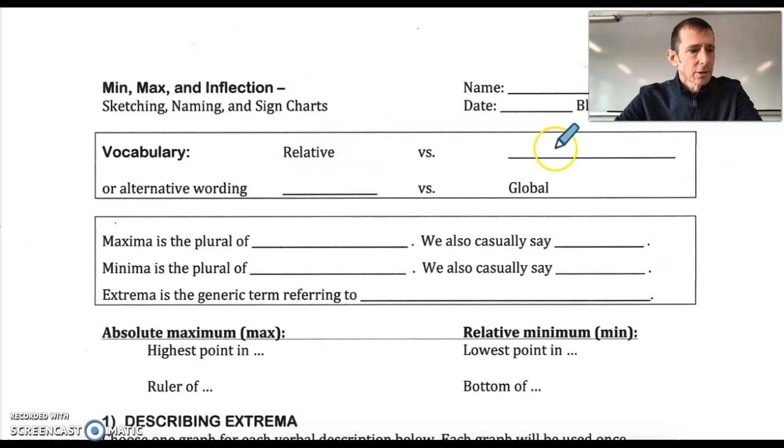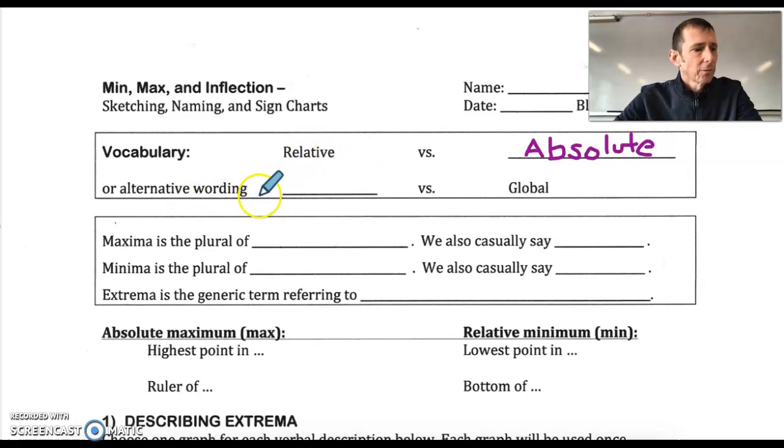So for vocabulary words, when we talk about mins or maxes, we can have a relative min or max, or we can have an absolute min or max. I'm just going to abbreviate that. Actually, I'll write the whole thing, and I'll abbreviate in a minute. Those are two different types of mins or maxes.